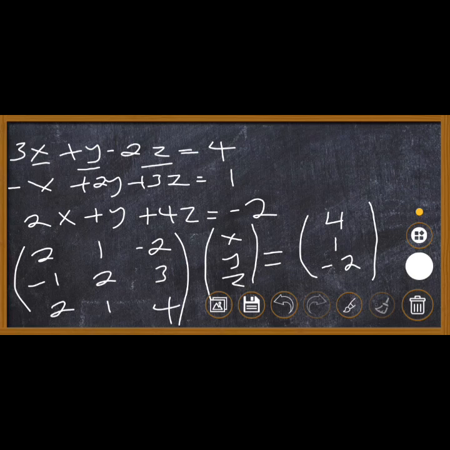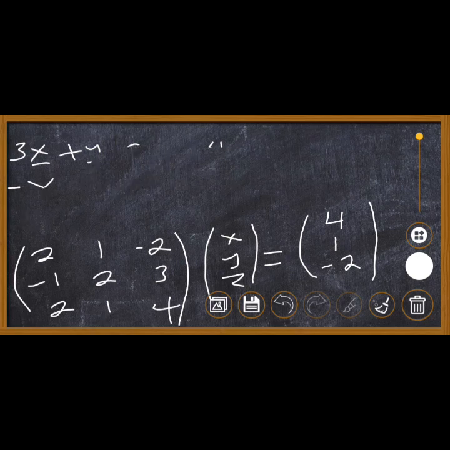Okay, so these are the values we have for the matrix format. So let's remove this. So these are the values that we have. So the first step here is finding the general determinant.